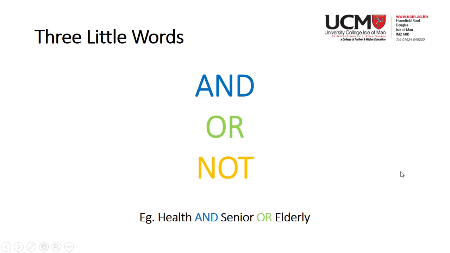There are three little words that will help inform and refine your search: and, or, not. When searching, this may be referred to as using Boolean logic. These can be used independently in your search or used in conjunction to create a more specific search.